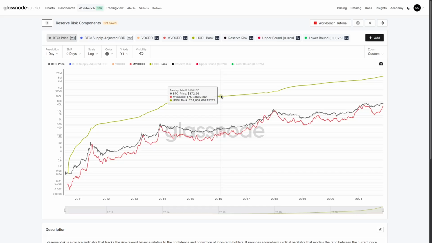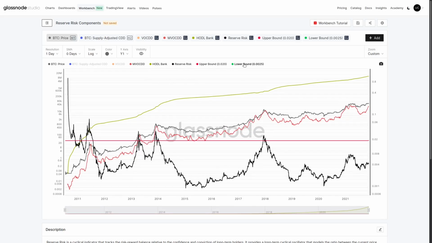So what that's essentially doing is it's kind of baking in how much opportunity cost a hodler's not realizing when they make a conscious decision, I'm not selling today. It's mapping out the cumulative amount of hodl that has been going on. And this is then when we can establish our reserve risk metric. So reserve risk takes a ratio between price and the HODL bank.